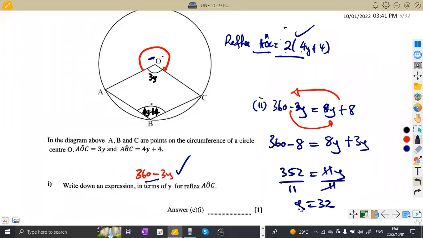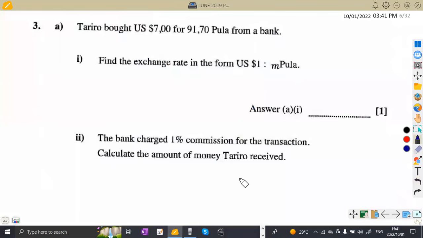Okay, so as you can see, guys, that's what we had. It's a matter of understanding the question, actually. Understand how the question is given. Okay, 3A: Tariro bought $7 for 91.70 puller from a bank. Find the exchange rate in the form of $1 as to M. So here we are given a proportion to work on.